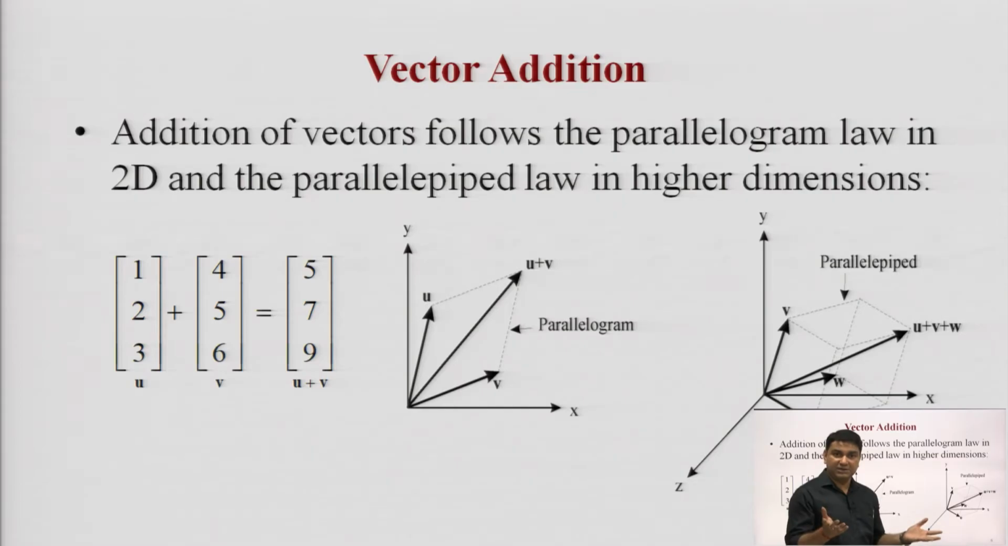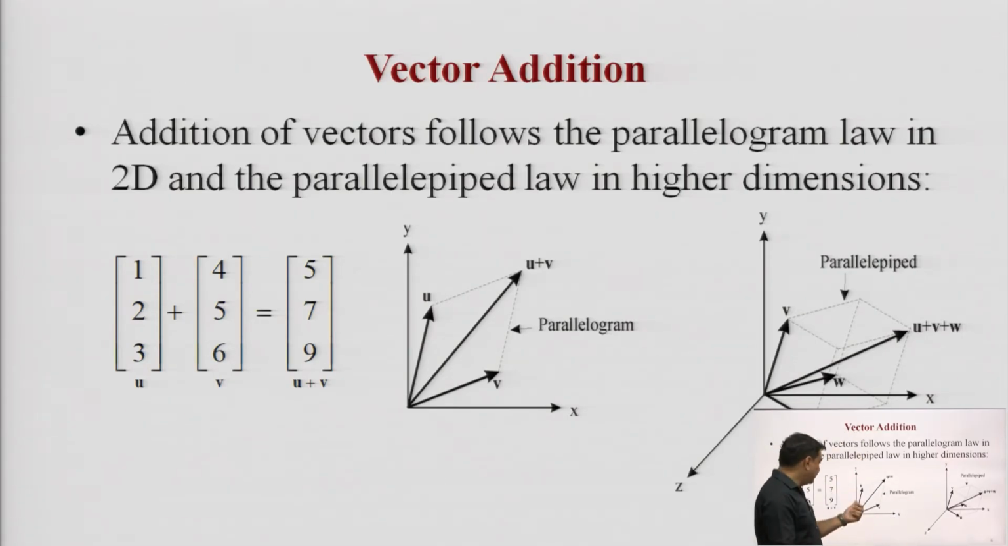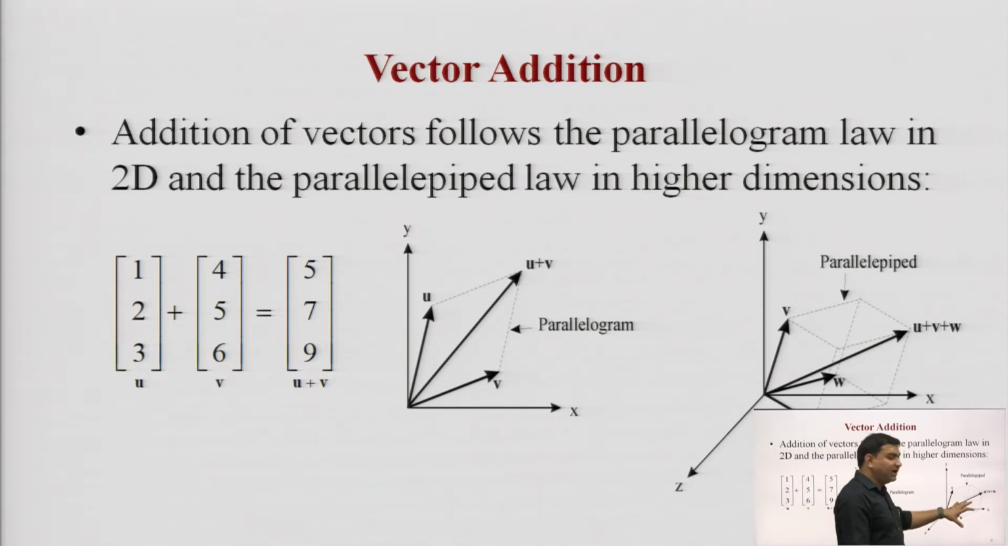Parallelepiped is also a 3-dimensional figure, and here u plus v plus w can be described as the diagonal of a parallelepiped. It means in 2 dimensions, the addition of 2 vectors is described in terms of the diagonal of a parallelogram, but in the 3-dimensional figure the addition of 3 vectors can be described in terms of the diagonal of the parallelepiped.